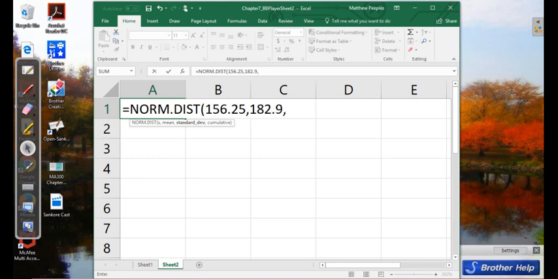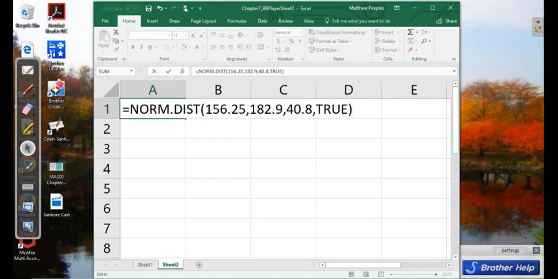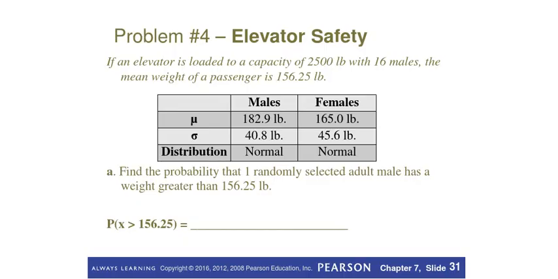And the standard deviation is 40.8 pounds. And so we're going to pick true, T-R-U-E. And this is the probability that we get a male that has a weight less than 156.25. Let's just make sure my numbers are right. We want to find the probability that we have a male weight greater than 156.25. Oh, wait a minute. Okay, so we can just calculate what it is to get less than that, right?